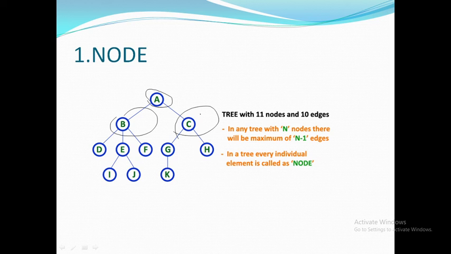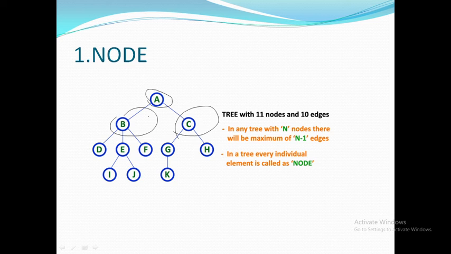In this diagram we have 11 nodes and 10 edges. In any tree with n nodes there will be a maximum of n minus 1 edges. So for example, a tree with n nodes has a maximum of n minus 1 edges. That means a tree with 11 nodes has 10 edges. For example, a tree with 8 nodes has 7 edges. What is an edge? The path between A and C is called an edge.